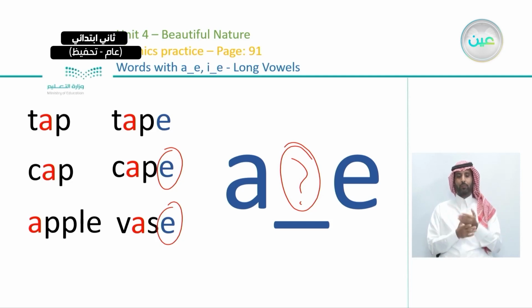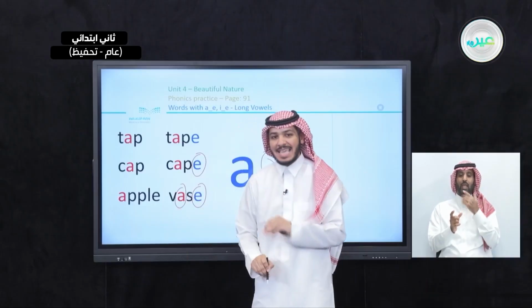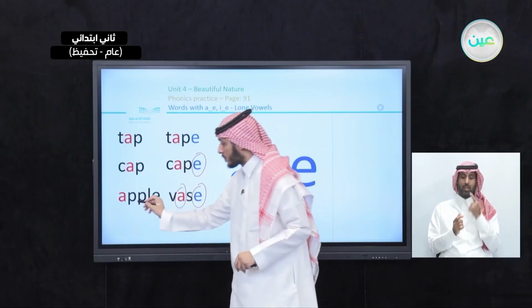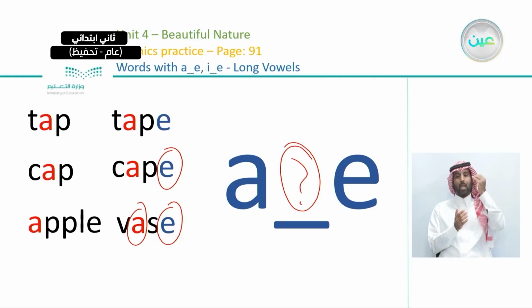So I pronounced the letter A as A. But here we have A. But do we have E in here? No. So I will say A, not A. A apple. The vase. We have A, letter E.